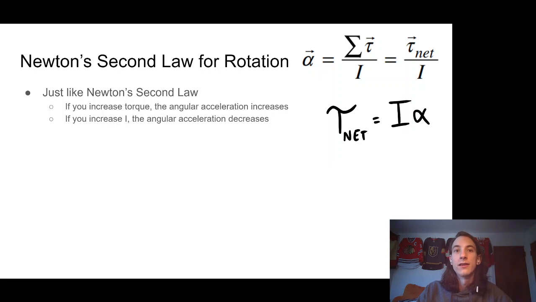We talked about Newton's second law for linear moving objects: net force equals mass times acceleration. We have the same thing here for torque and angular acceleration. The way the equation is written on the AP equation sheet is angular acceleration equals net torque over rotational inertia, or the way we're more used to seeing it, net torque equals rotational inertia times alpha. This is the same trend we saw with Newton's second law: if we increase the torque, the angular acceleration will go up. If we increase the rotational inertia, it'll be harder to angularly accelerate, and our angular acceleration will go down. Same trends as before, but now for rotating objects.